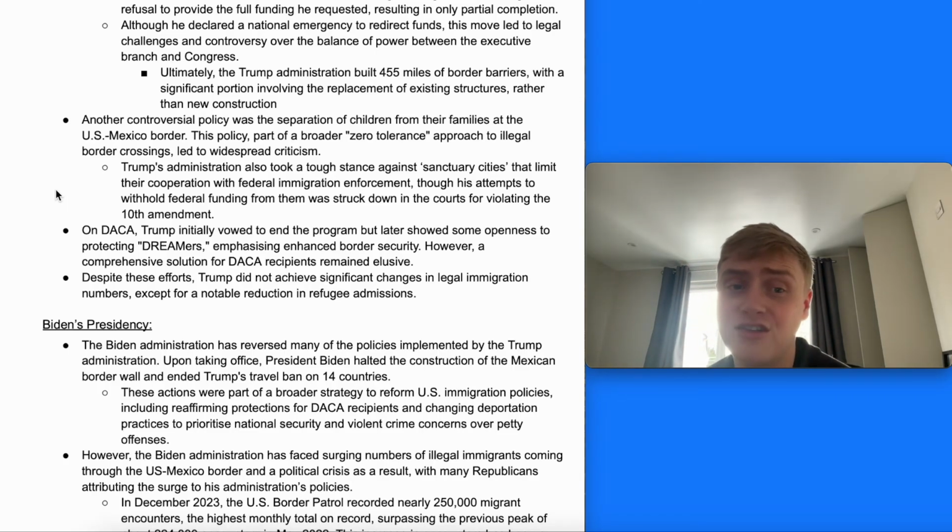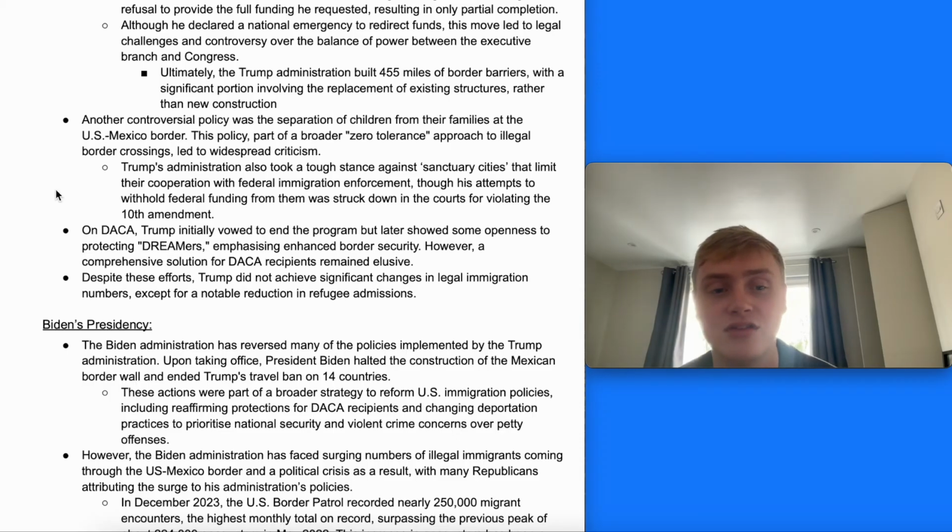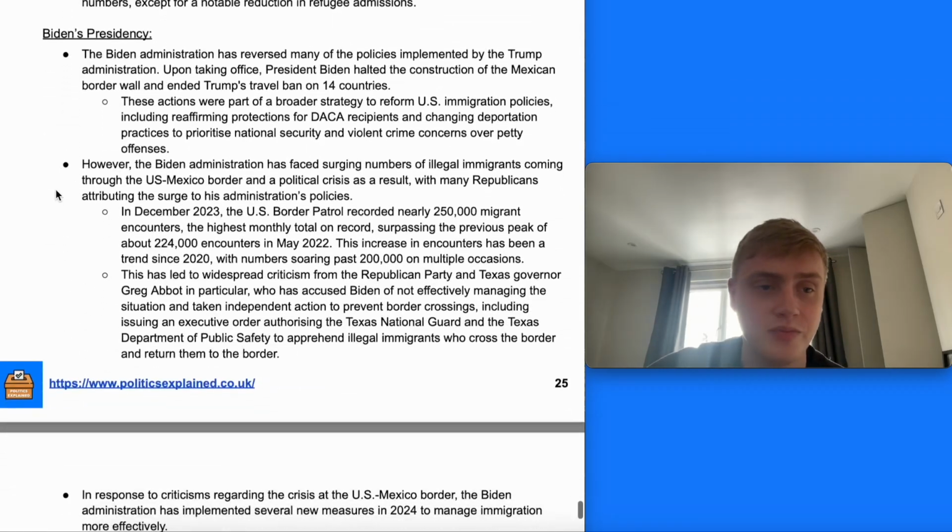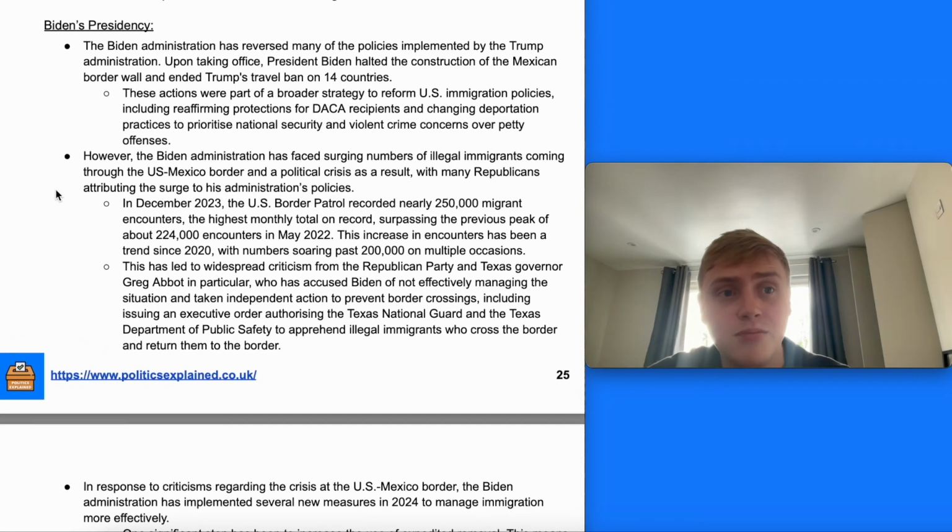On DACA, Trump initially vowed to end the program and sought to do so, but this was ultimately struck down by the Supreme Court. And later he showed some openness to protecting dreamers, emphasizing enhanced border security. A comprehensive solution for DACA recipients remained elusive. Despite these efforts, Trump did not achieve significant change in legal immigration numbers, except for a notable reduction in refugee admissions. Final thing we're going to have a look at then is Biden's presidency.